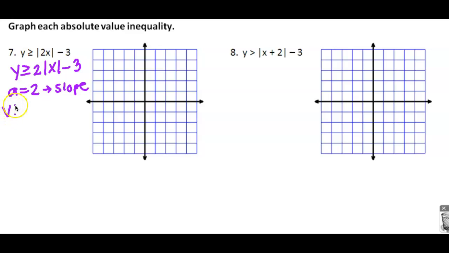What is my vertex? So what's the h value? Negative 3, that's my k value. Oops, wrong one. The h value is going to be 0, which makes my vertex 0, negative 3. Plot that point. Now, going back to the inequality rules, just like for lines, is this absolute value graph going to be solid or dashed?